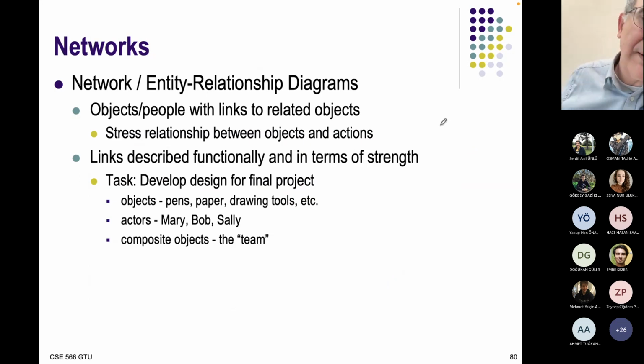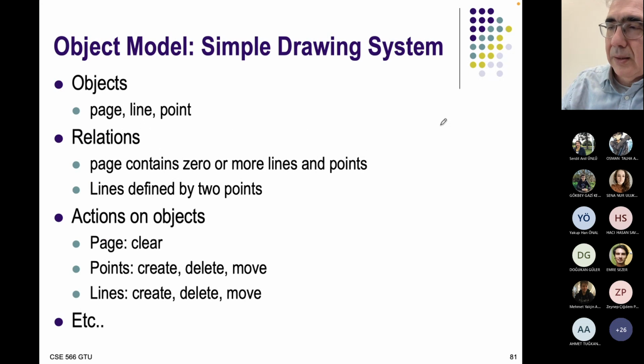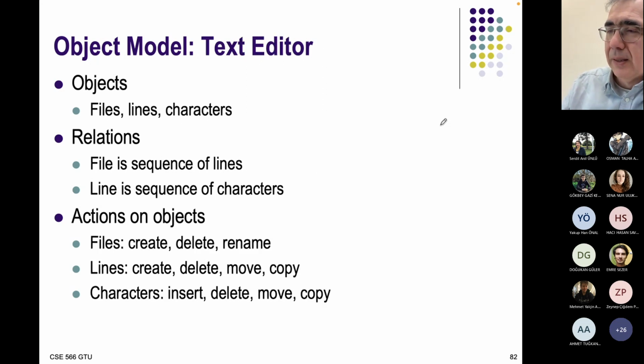Or you can write entity relationship diagrams like in databases: objects and people, links to related objects, and actions are written on the arrows. So it's like state transition diagrams. A simple drawing system: objects are the page, line, point. Relations are: a page contains 0 or more lines and points. Lines are defined by 2 points. 2 points define a line. So those are the relations between points. Actions like clear, create, delete, move. Those are the actions.